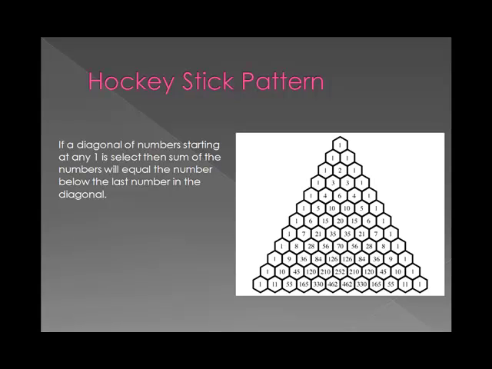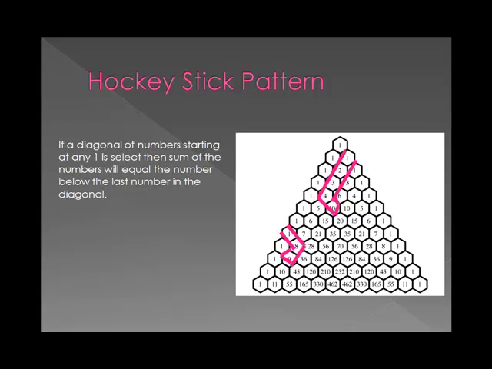The next pattern we will look at is the hockey stick pattern. If a diagonal of numbers starting at 1 is selected, then the sum of the numbers will equal the number below the last number in the diagonal. An example of this would be if we started at the 1 in row 1 and ended at the 4 in row 4. 1 plus 2 plus 3 plus 4 equals 10. As you can see, the number below the 4 is 10.